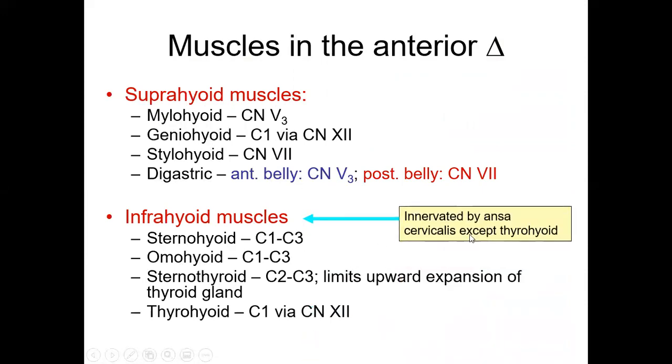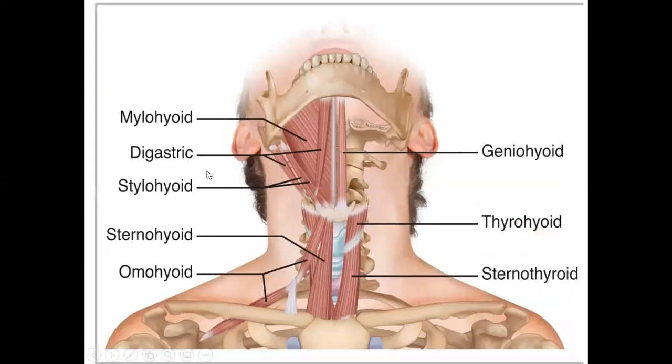So the infrahyoid muscles are innervated by the ansa cervicalis, except the thyrohyoid muscle, because it receives C1 fibers through the 12th cranial nerve. So this is the suprahyoid muscle group. This is the infrahyoid muscle group. If you see here, this is the infrahyoid group. We have the omohyoid muscle, sternohyoid muscle, sternothyroid muscle, and thyrohyoid muscle.